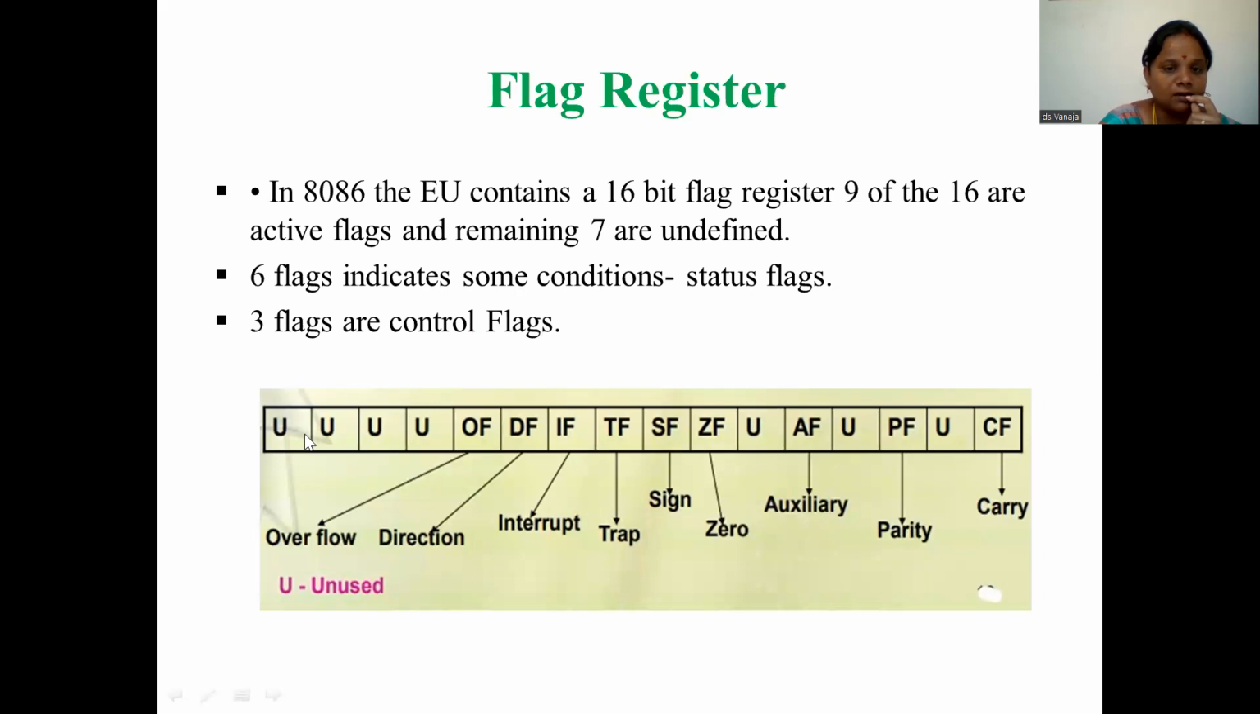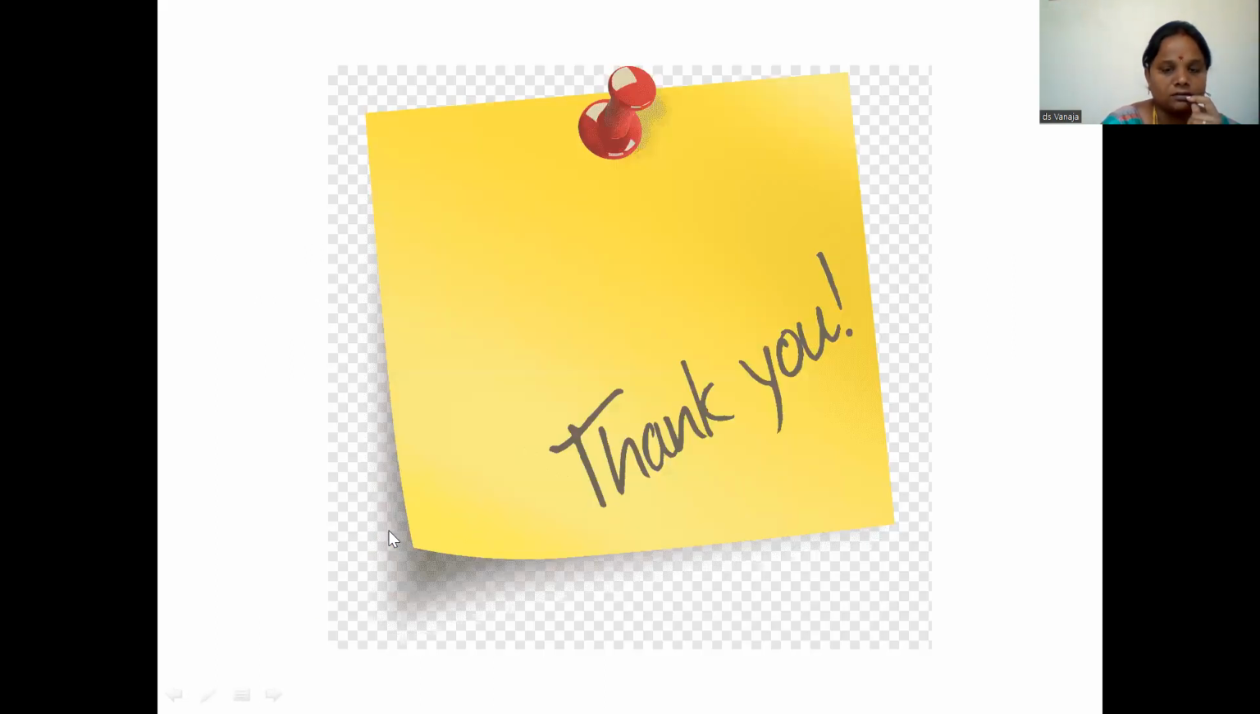In this, 7 are undefined, which is represented with U, and the remaining 9 are definable flags. In those 9, 6 flags indicate status flags, and the remaining 3 flags are control flags. Namely carry flag, parity flag, auxiliary flag, zero flag, sign flag, trap flag, interrupt flag, direction flag and overflow flag.